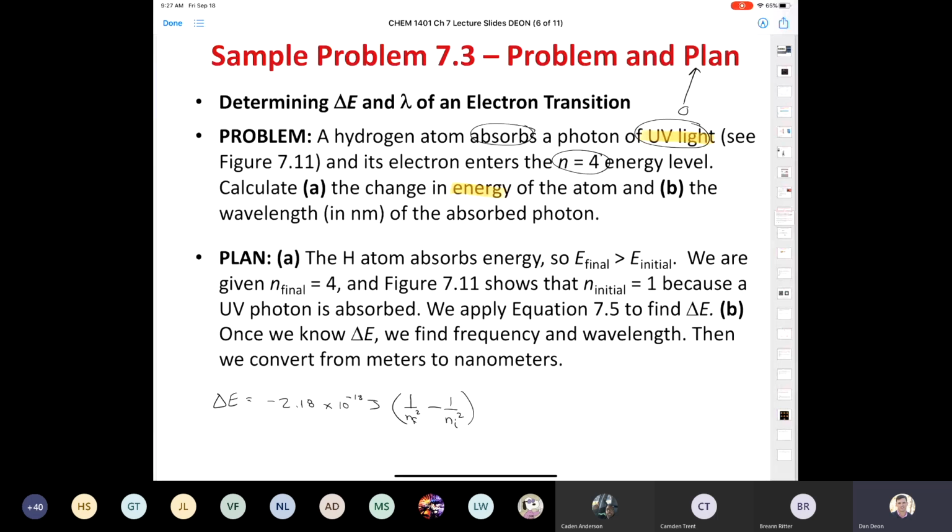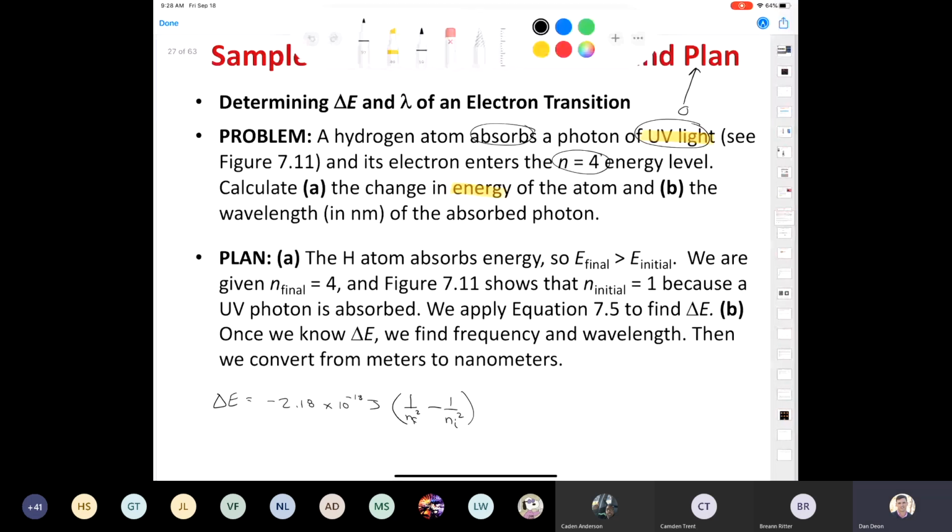And last class, at least at the end, I felt like I spent quite a bit of time trying to explain to you the difference between absorption and emission spectra, right? When we have absorption, that means the electron is gaining energy. And when we have emission, it's releasing energy. And so it says here, a hydrogen atom absorbs a photon of UV light. And so that's my little diagram of the electron going to a higher energy level, okay?